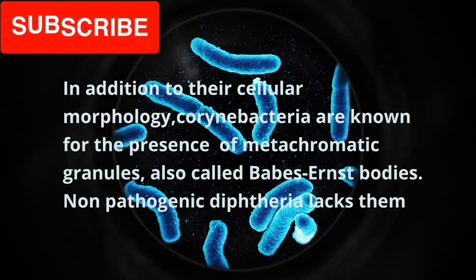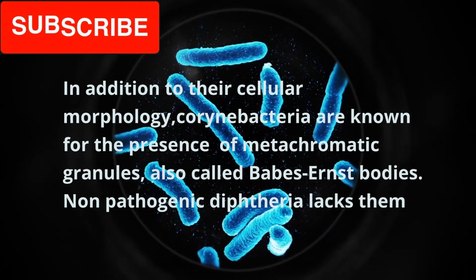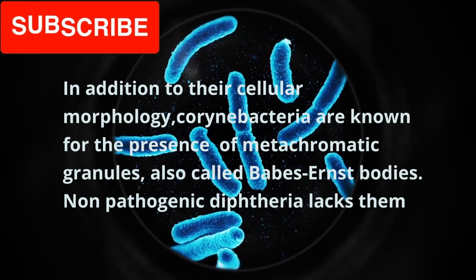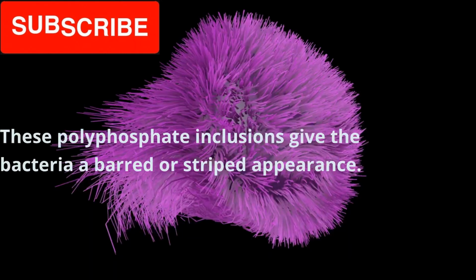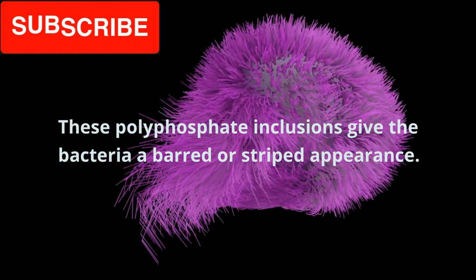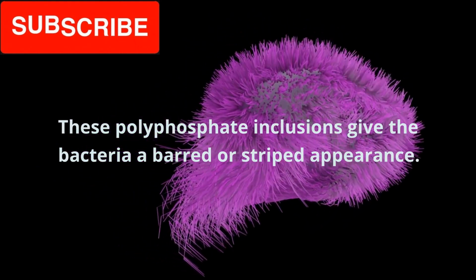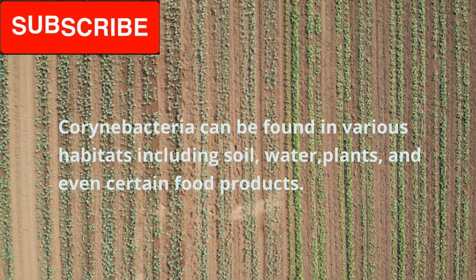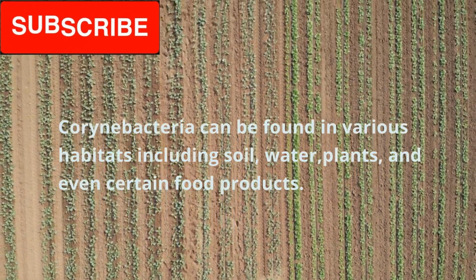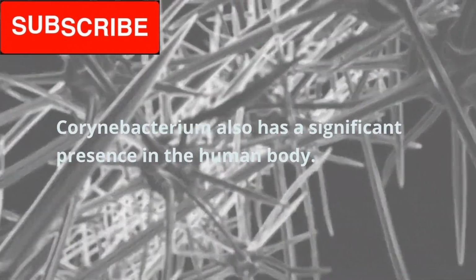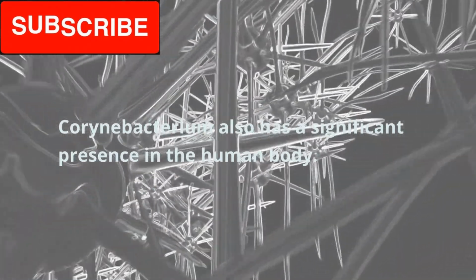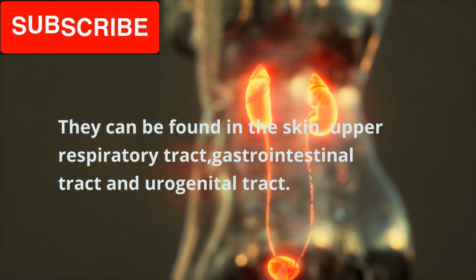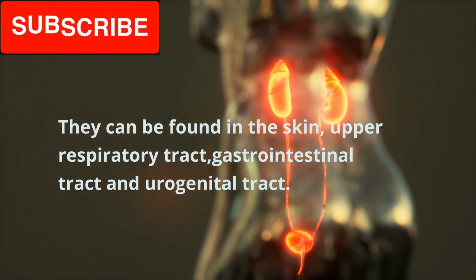In addition to their cellular morphology, Corynebacteria are known for the presence of metachromatic granules, also called Babes-Ernst bodies. Non-pathogenic diphtheria lacks them. These polyphosphate inclusions give the bacteria a barred or striped appearance. Corynebacteria can be found in various habitats including soil, water, plants, and even certain food products. Corynebacterium also has a significant presence in the human body. They can be found in the skin, upper respiratory tract, gastrointestinal tract and urogenital tract.